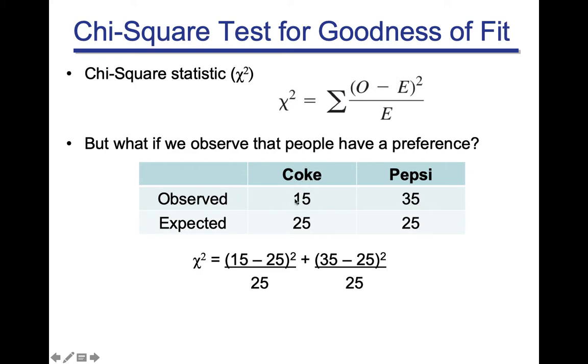For Coke, we look at the difference between what we observed versus what we expected. Observed, expected, and we're going to square that number. Hopefully we can do that math in our head: the difference between 15 and 25 is negative 10, and when we square negative 10, we get 100. So we've got 100 over 25. What about this next cell in the design? We've got Pepsi, so 35 minus 25 is 10. Square that is 100 divided by 25.